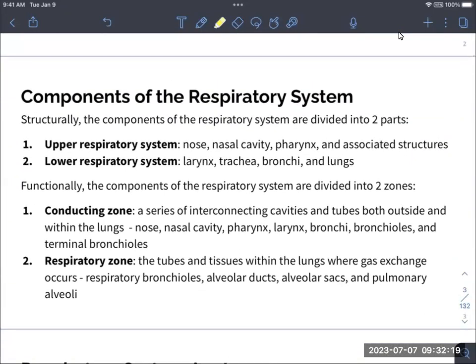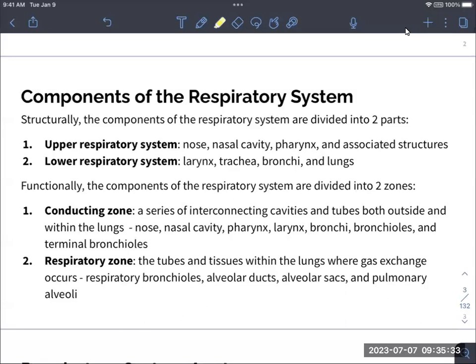So there's a lot of different parts to the respiratory system. We have the upper respiratory system and the lower respiratory system. The upper respiratory system is pretty much everything in your head, from the top of your neck up. The lower respiratory system is everything from the top of your neck down all the way into your lungs. We're going to go through all of the different parts of these today when we go through the anatomy.